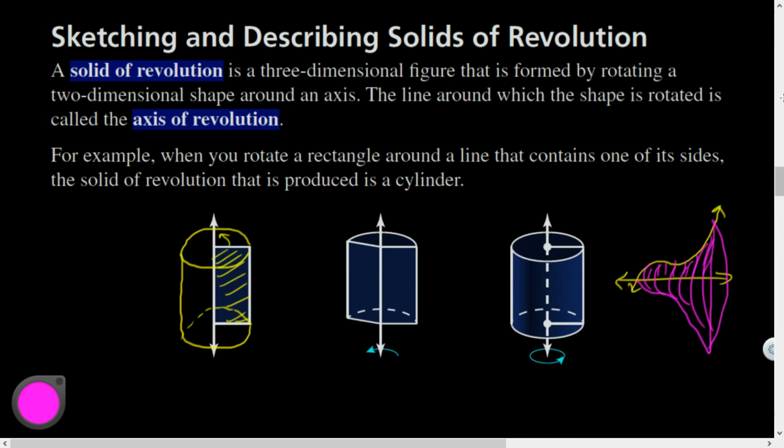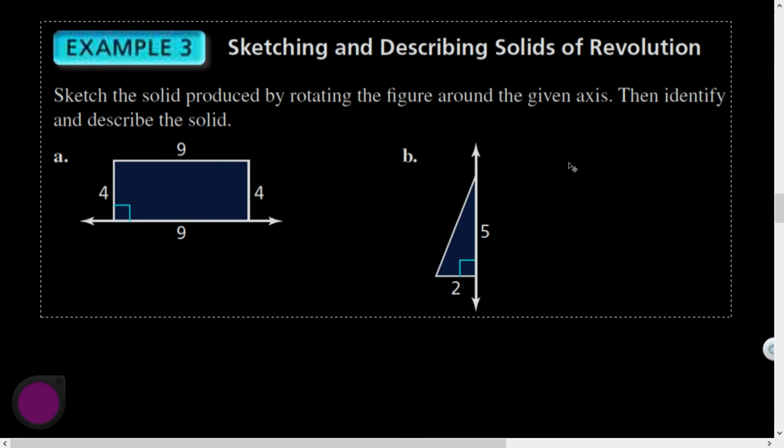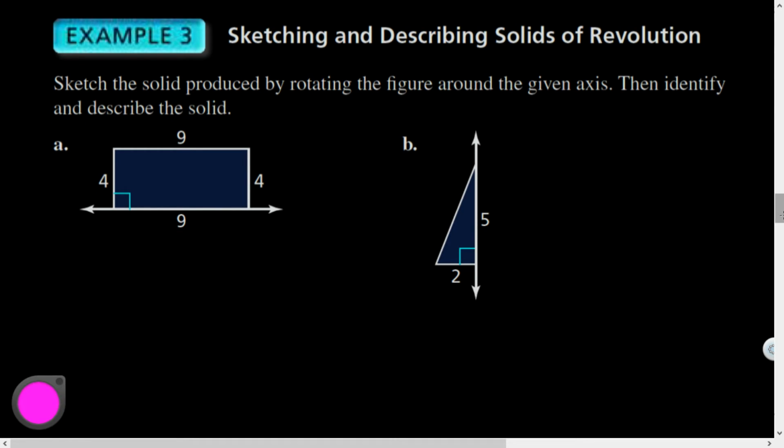Like I said, I think this is more artistically challenging, in terms of three-dimensional perception. So here we go. If I rotate this figure around this axis, I'm going to draw something like this. It's going to be a cylinder that's sideways. A cylinder with a radius of 4 and a height of 9 is what that would end up being.